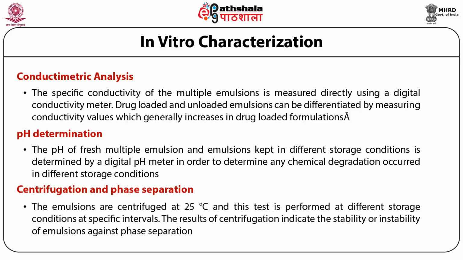Emulsions are centrifuged at 25 degrees centigrade and this test is performed at the different storage condition at specific intervals. The result of centrifugation indicates the stability or instability of emulsion against the phase separation. The phase separation can be calculated by the formula, that is percentage phase separation is equal to the amount of the phase separated divided by the total volume of multiple emulsion multiplied by 100.